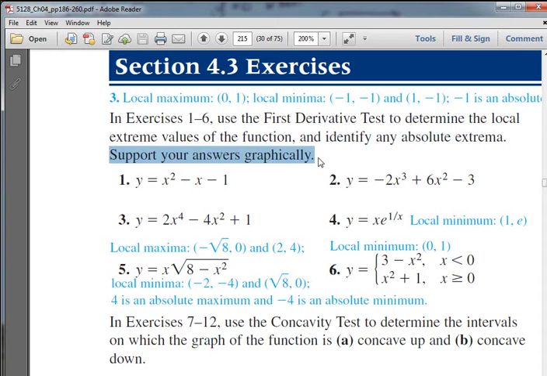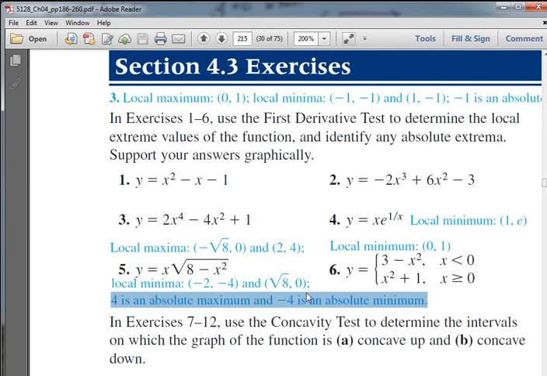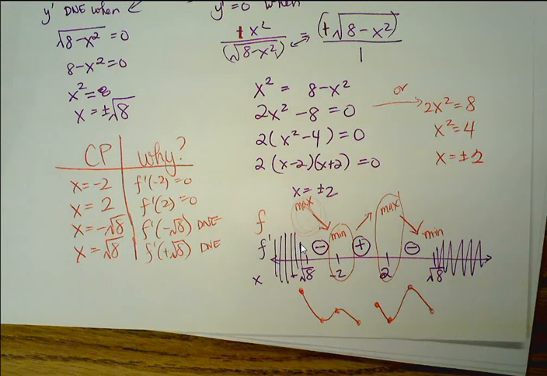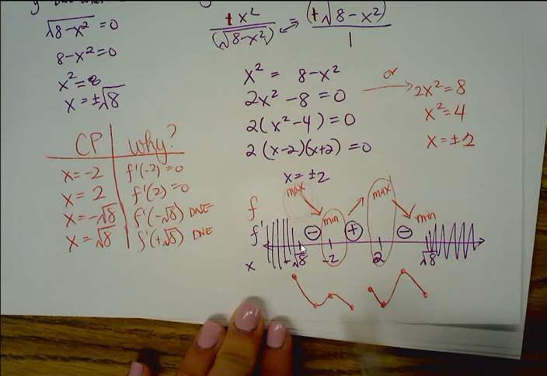Oh, it said to identify absolutes. And so they told us why. Because when you plug it in, the absolute max, is it the x value or the y value that's the max? The y value. So this one is an absolute min, and this one over here is an absolute max, once you plug them in. So that's why they give you the x and y, because we're testing to see which one's a local and global. So based on that information, did it look like this or like this?